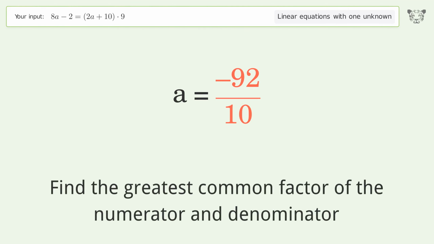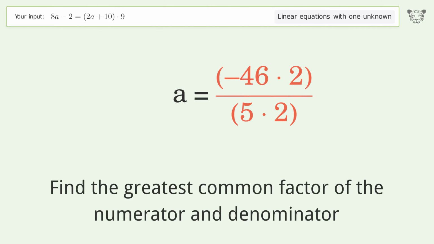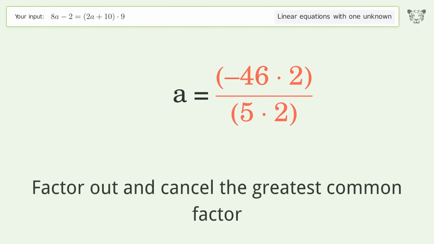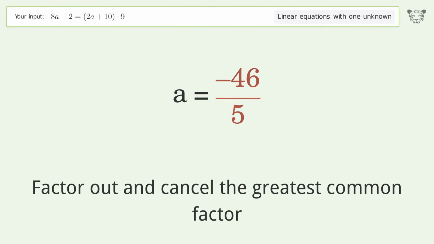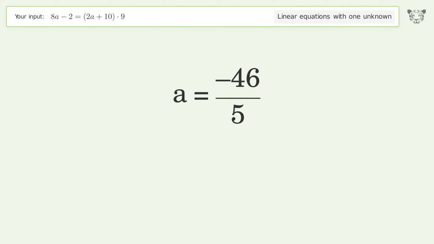Find the greatest common factor of the numerator and denominator. Factor out and cancel the greatest common factor. And so the final result is a equals -46/5.